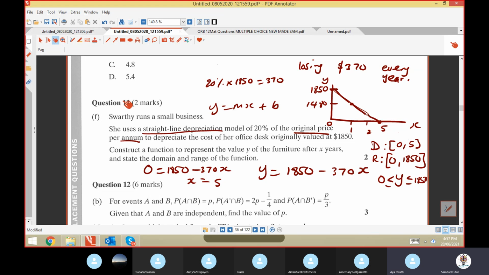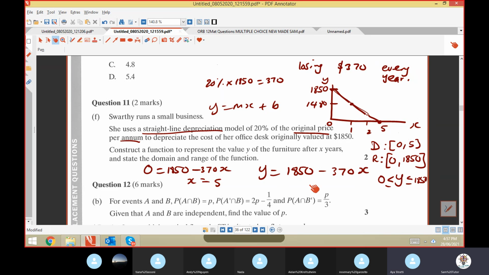Wait, sorry, just to clarify. So for the second part, instead of subbing, you just solve for x basically of the equation we found? Say that again. I've got y equals 1850 minus 370x.